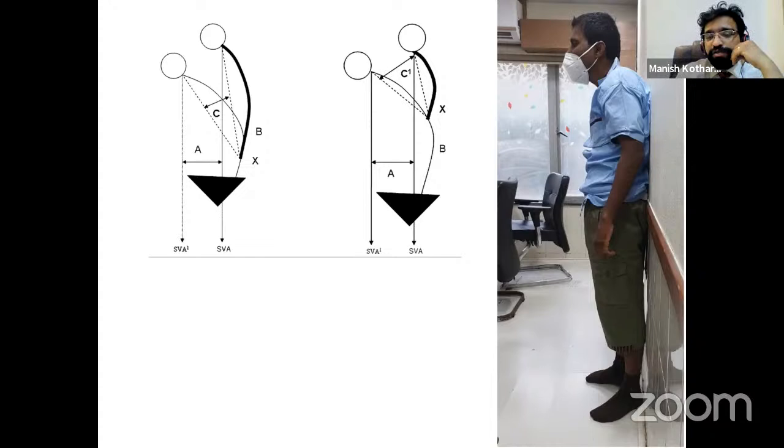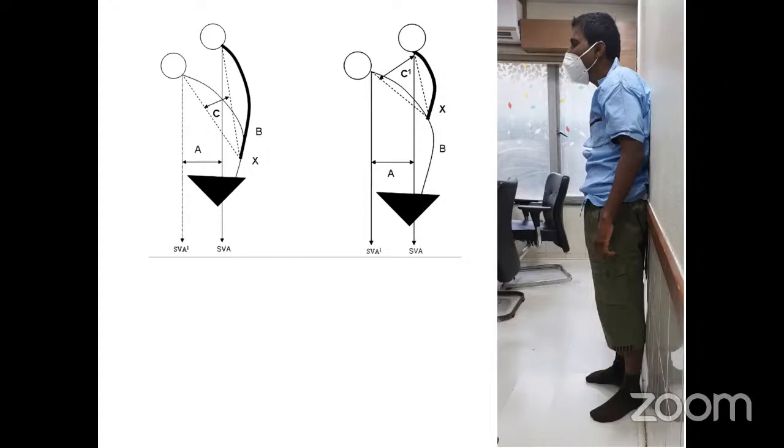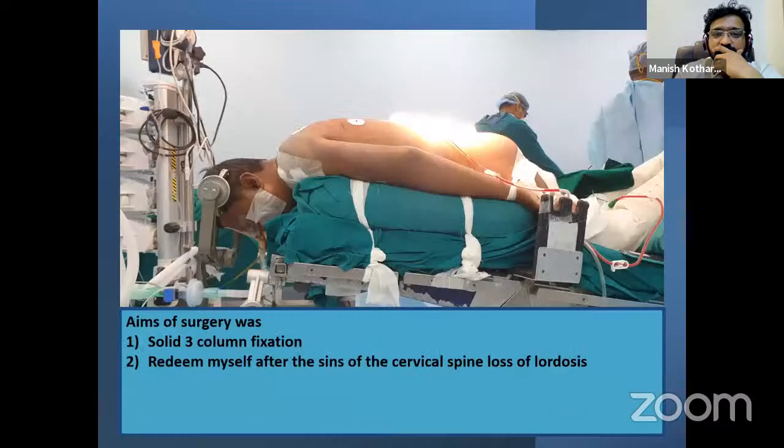Great case, Manish. Did you consider doing a second screw into the odontoid? I mean, did you have enough space? There was no space, sir. I thought about it, but there was a large 4 mm screw. There was no space.